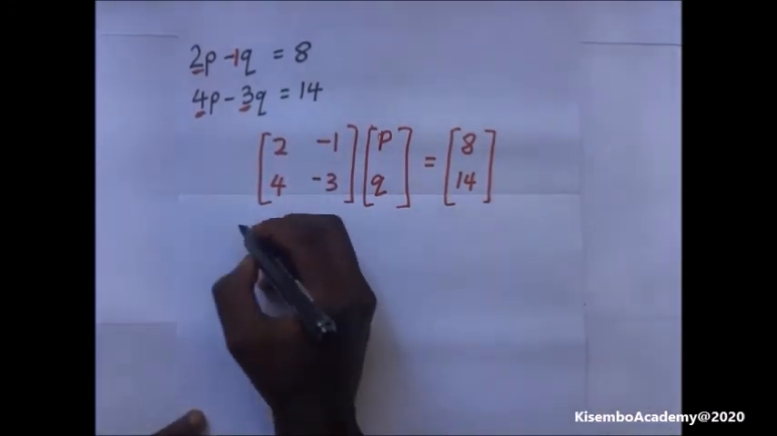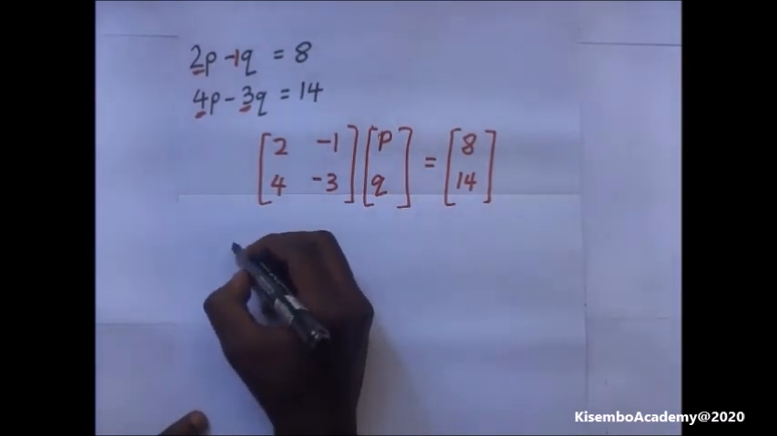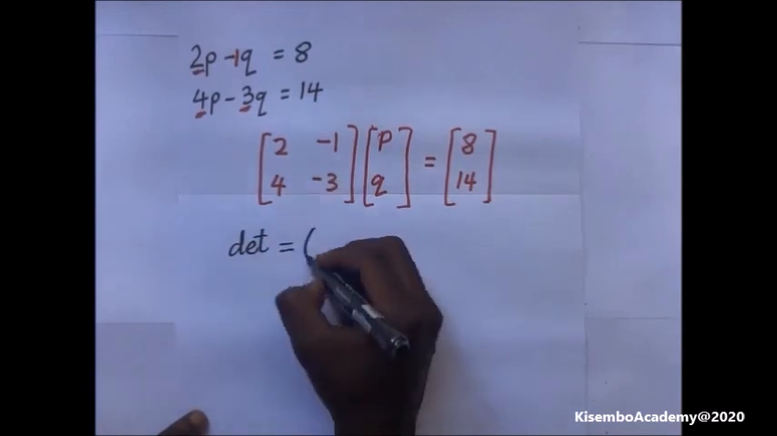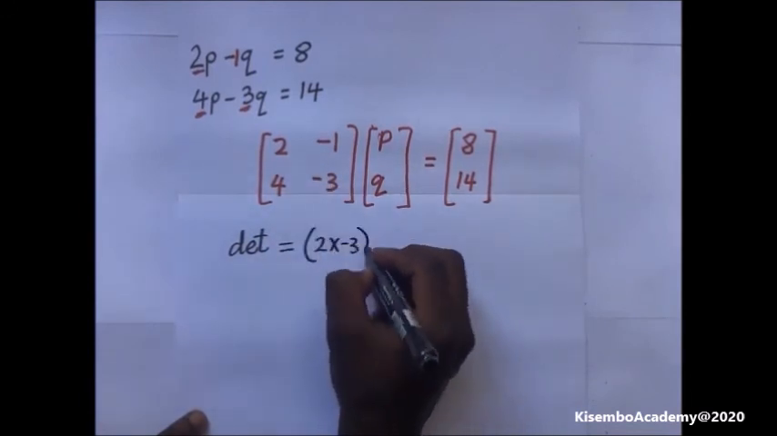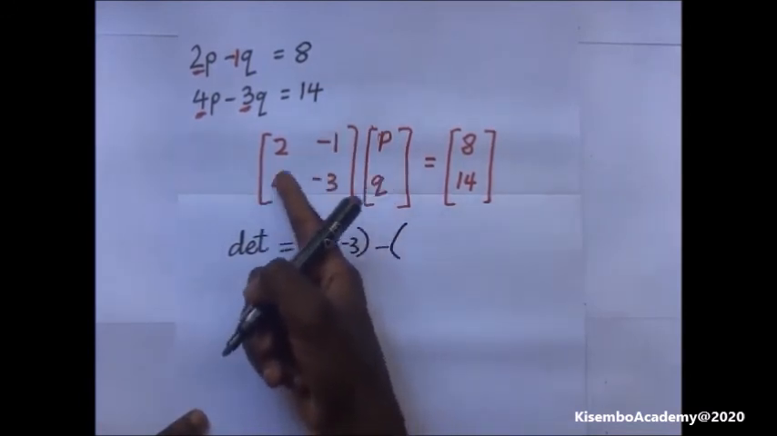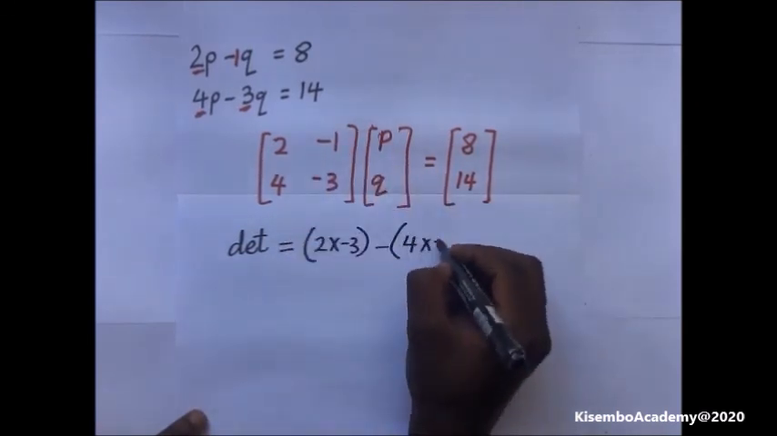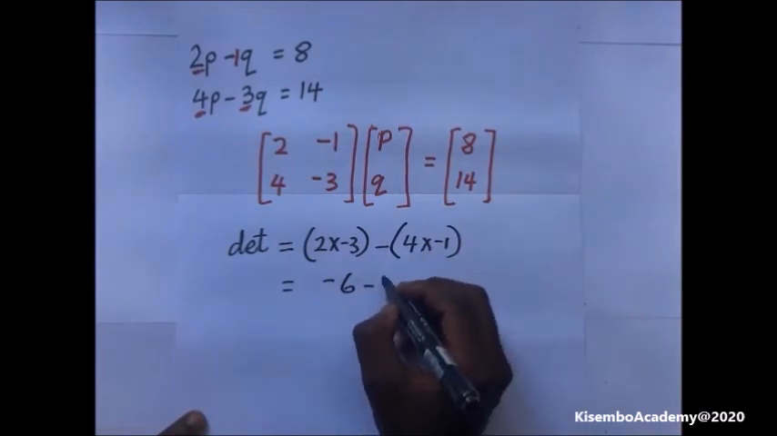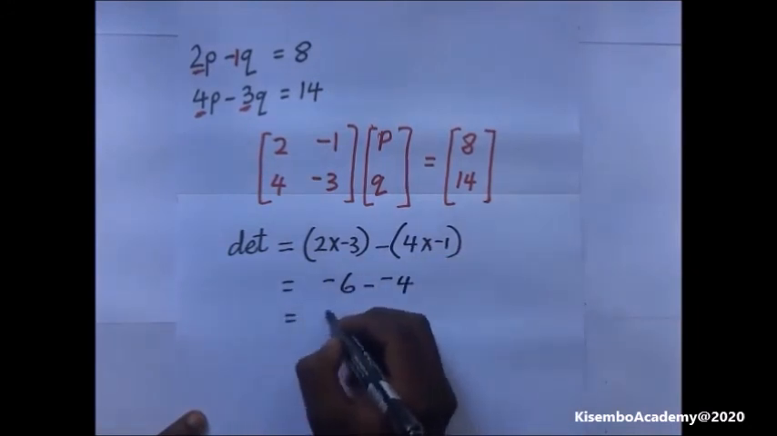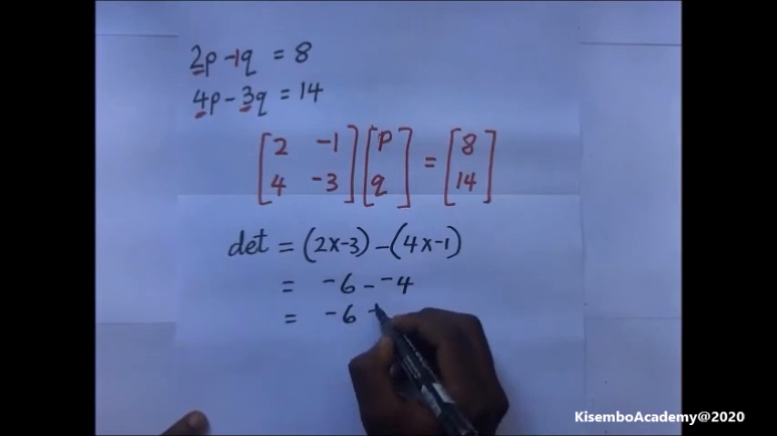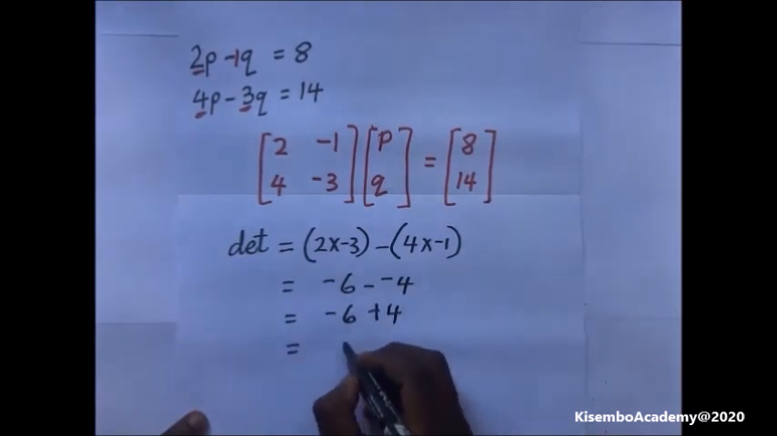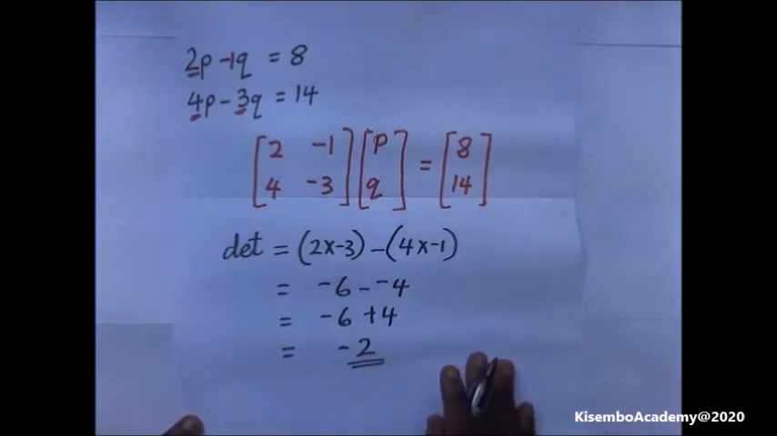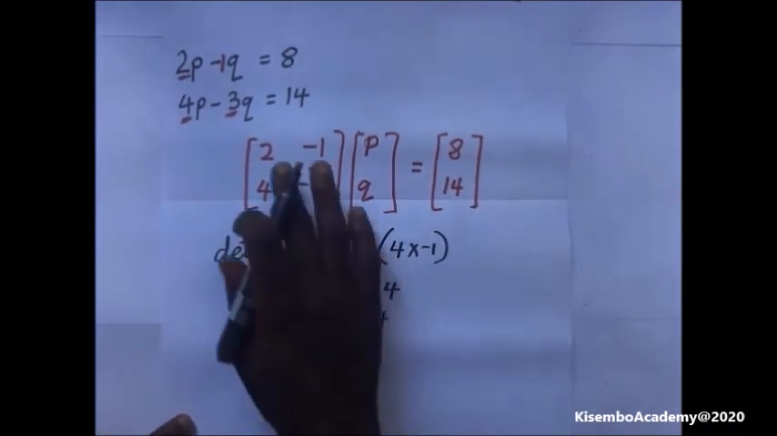So for the inverse of this matrix, first get the determinant of the matrix, which is 2 times -3 minus 4 times -1. We end up with -6 minus -4. It's going to give us -6 plus 4, giving us -2. So this is our determinant. So we go ahead and find the adjoint of this same matrix.